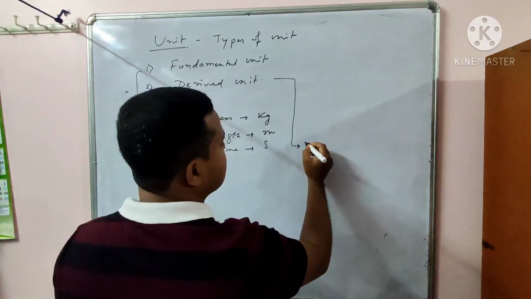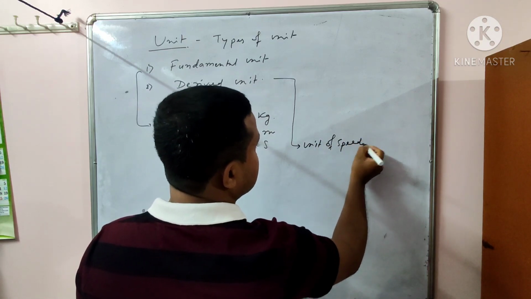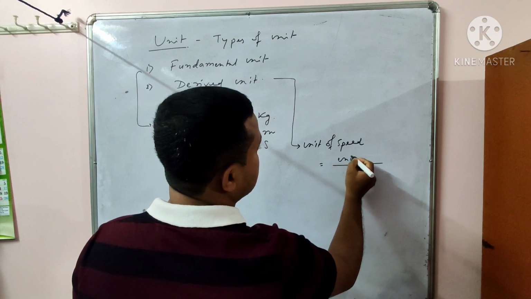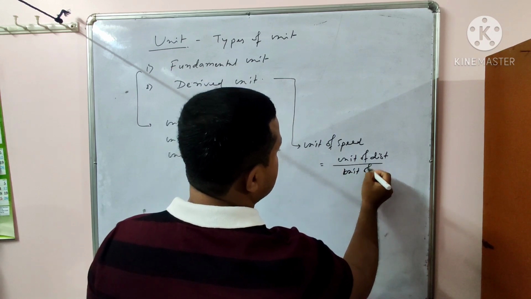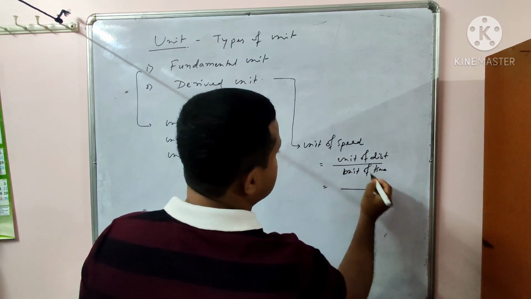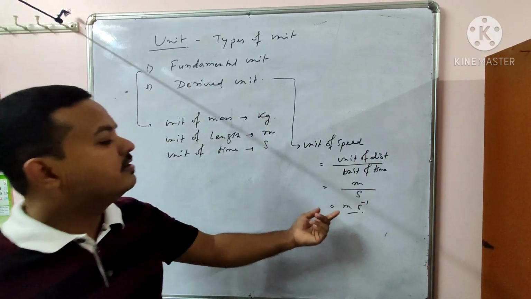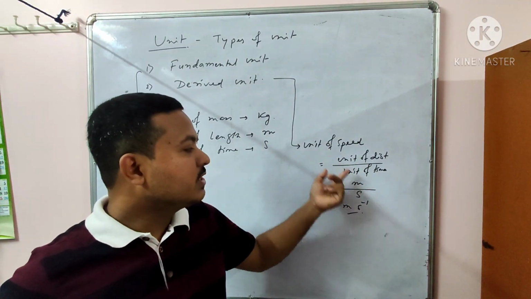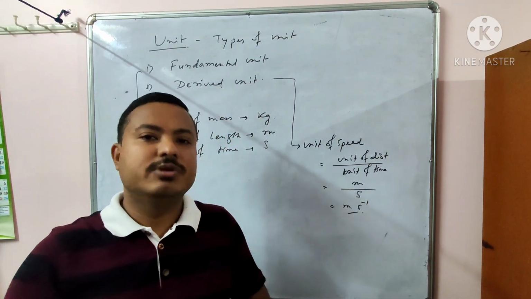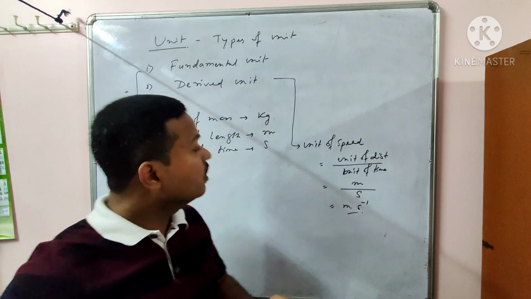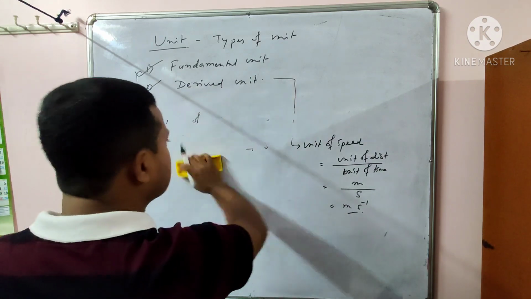Same example you can consider: unit of speed is given by what? Speed is distance by time. So unit of distance by unit of time. Unit of distance is the meter, unit of time is second, so meter per second. So this is a derived unit. Simply you can say that the units which can be obtained by multiplying or dividing the fundamental units are called derived units. So we have two types of units. One is fundamental unit, one is derived unit. Okay, so these are simple things.